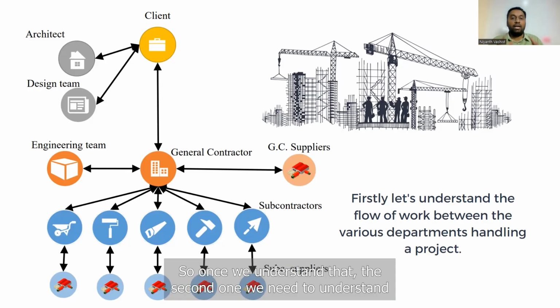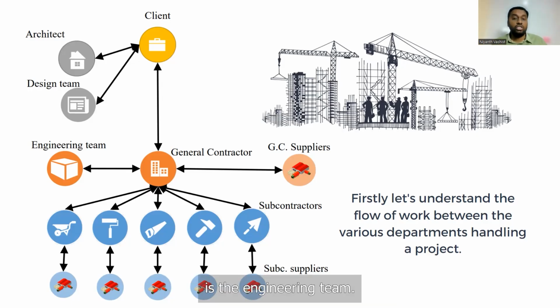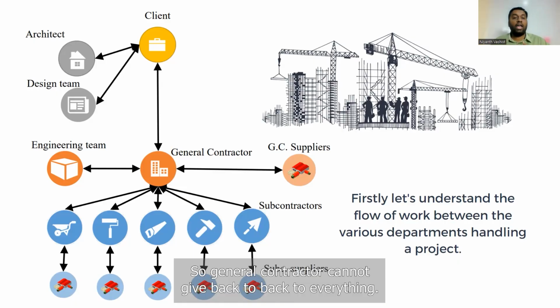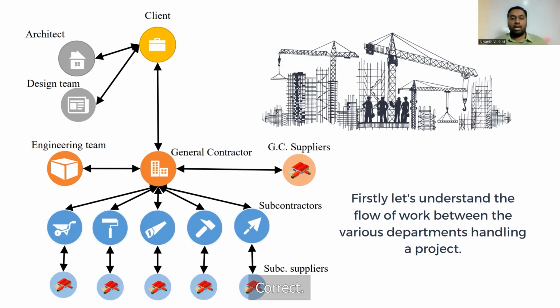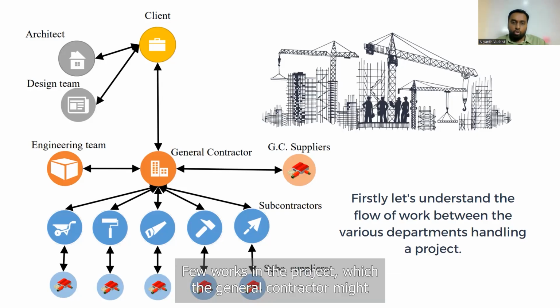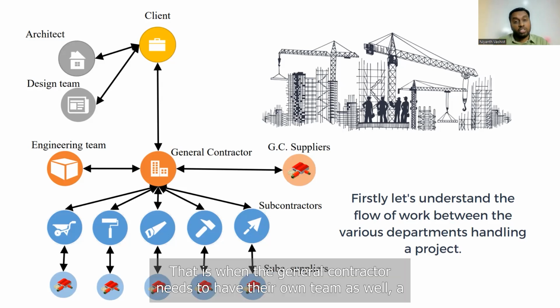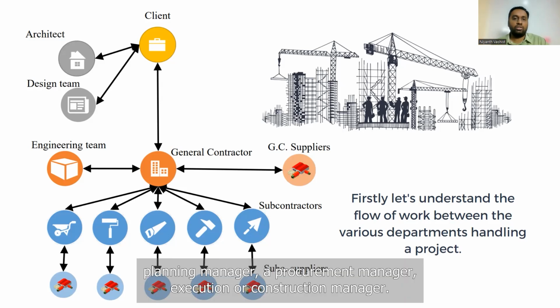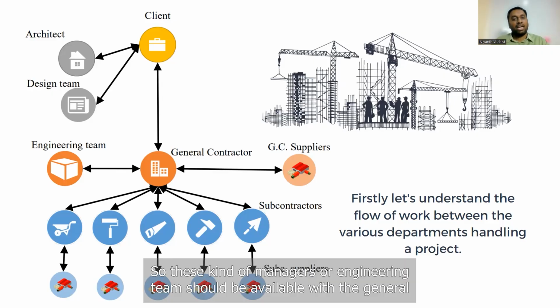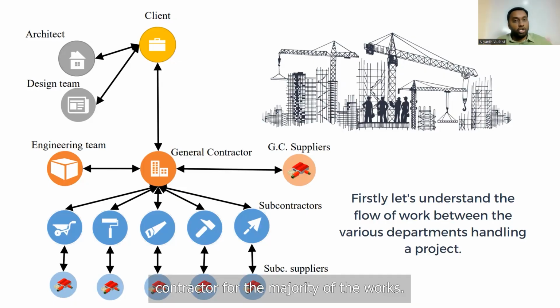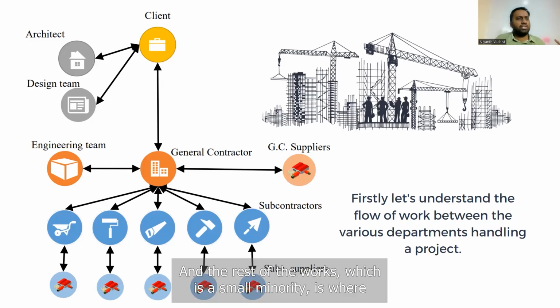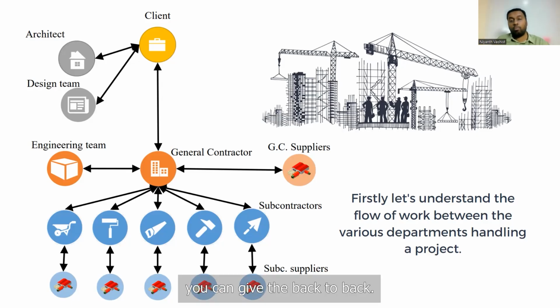So once we understand that, the second one we need to understand is the engineering team. So general contractor cannot give back-to-back to everything, correct? So back-to-back is given to only a niche few works in the project, which the general contractor might not have the expertise for. That is when the general contractor needs to have their own team as well. A planning manager, a procurement manager, execution or construction manager. So these kind of managers or engineering team should be available with the general contractor for the majority of the works. And the rest of the works, which is a small minority, is where you can give the back-to-back as well.